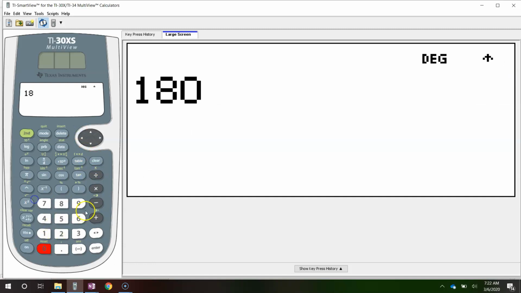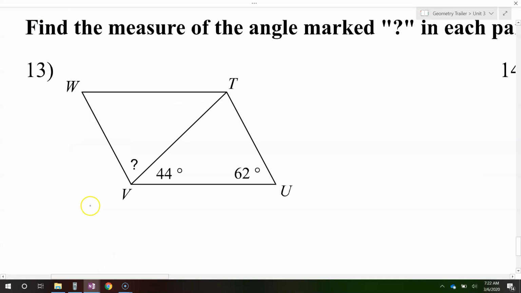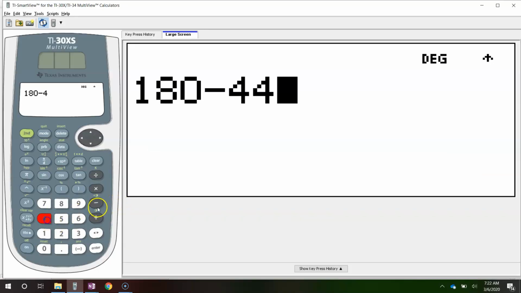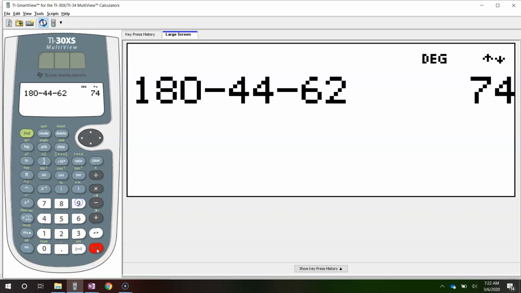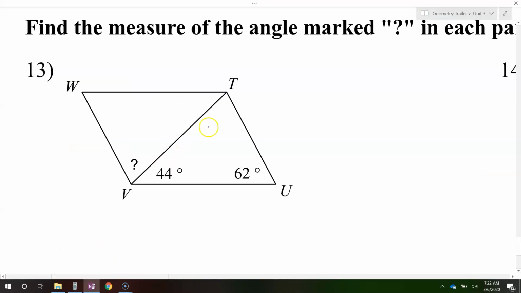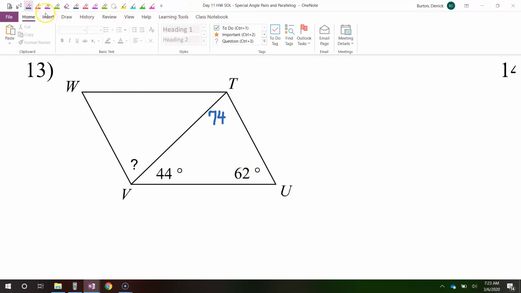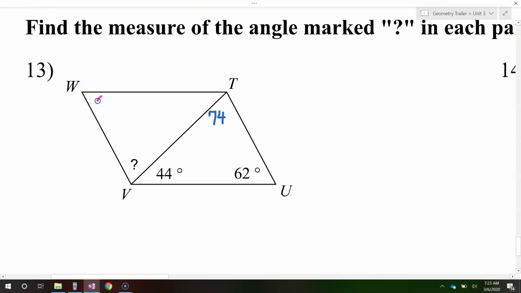So if I do 180 minus 44 and 62. So minus 44 minus 62. That leaves 74 degrees. So this angle right here should be 74 degrees. One of the properties that we know is that opposite angles in a parallelogram should be congruent. That's angle W and angle U. Those are opposite angles. So they should be congruent. All right, so I'm going to have a 62 right here.